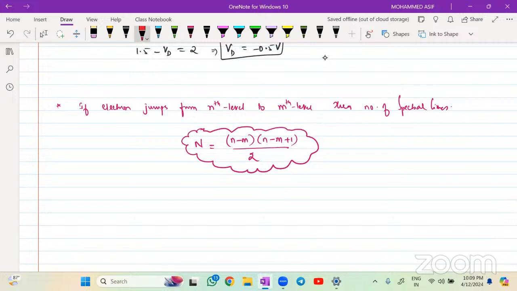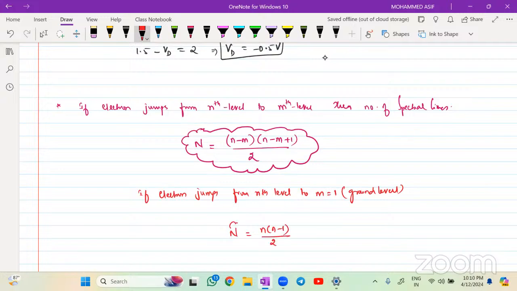Now, if an electron is jumping from nth level directly to the ground level, that is m equals 1, then the above formula will become directly N equals n into (n minus 1) divided by 2. Am I clear, beta?